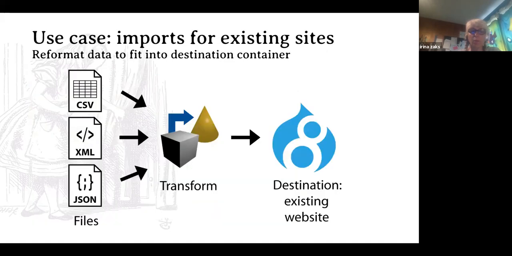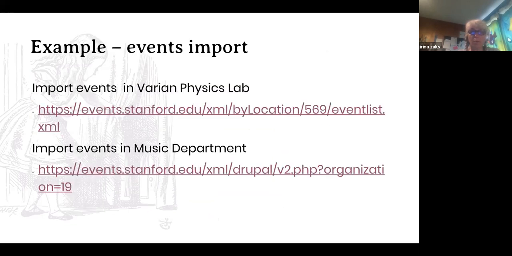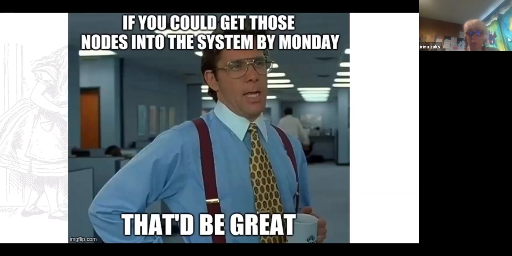A different use case is when we have an existing site where we need to bring in new content all the time. While we're bringing in this content, we might need to transform it. And these are components of migration. One of the examples that we're going to be looking at today is importing events from different departments. And of course, we need to have it done by Monday, and it is Saturday afternoon.